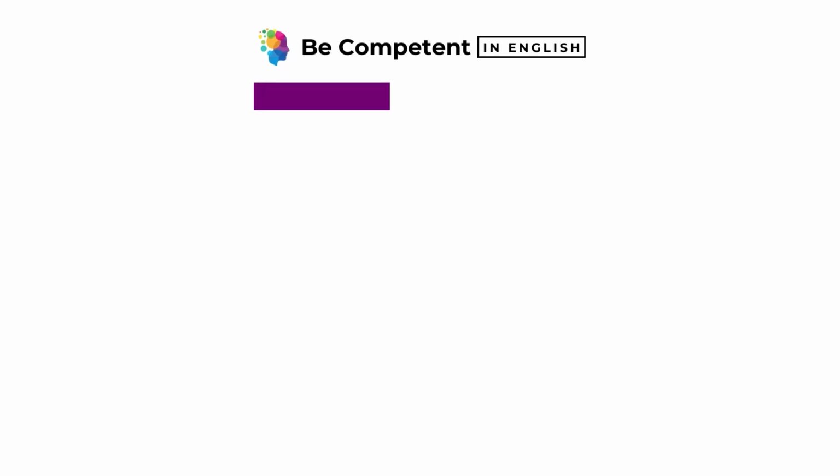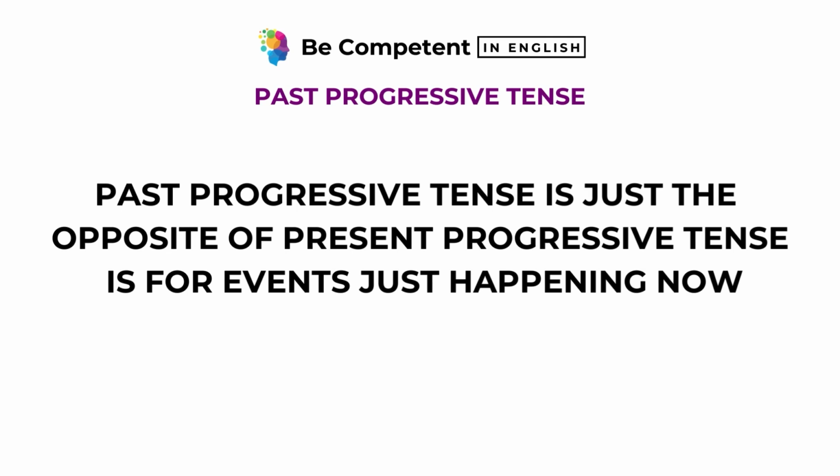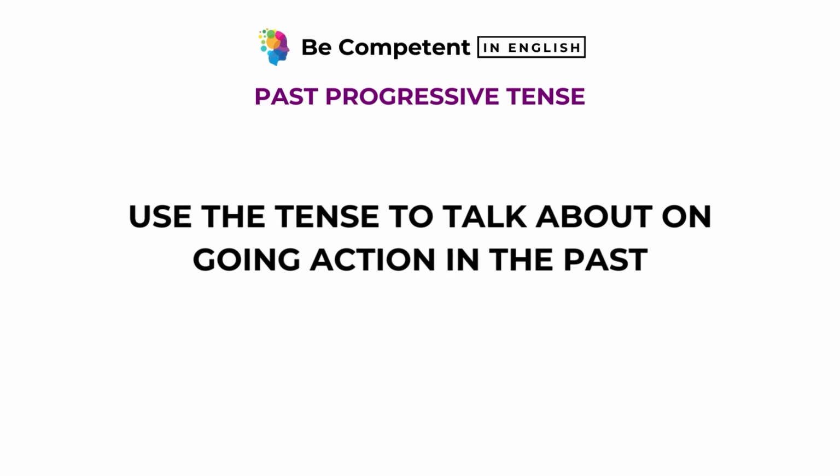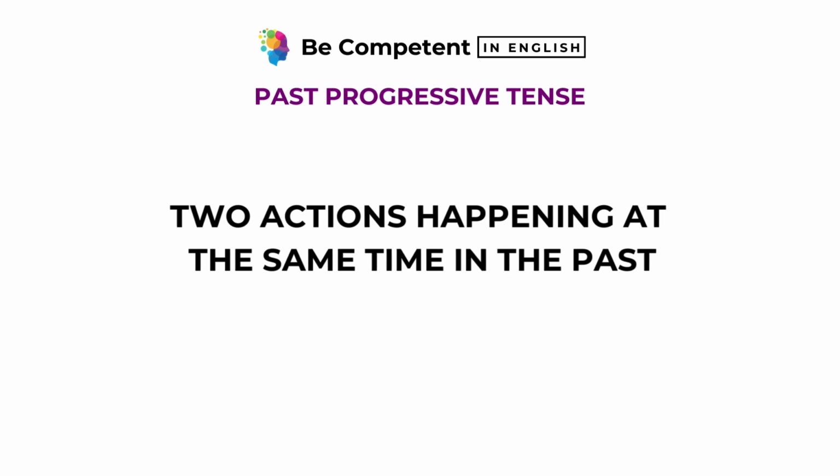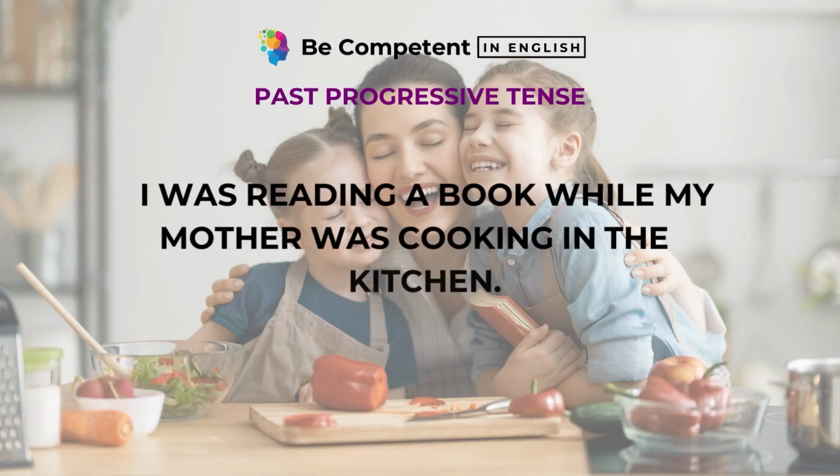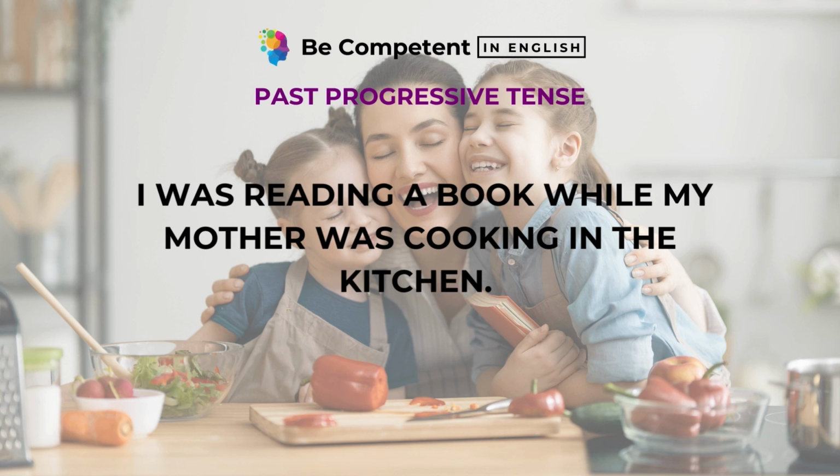Now let's start with the usages of the past progressive tense. Past progressive tense is just the opposite of the present progressive tense. In the present progressive tense you talk about the things which are happening now, but in the past progressive tense we are going to talk about the things which have happened in the past. And we use this tense to talk about the ongoing action in the past, like two actions happening at the same time in the past. For example, I was reading a book while my mother was cooking in the kitchen. Understand? In this, two actions were happening at the same time.